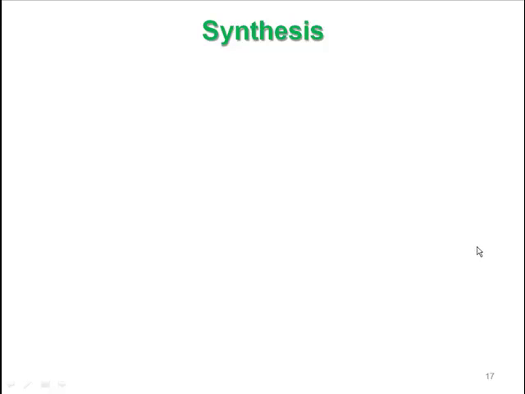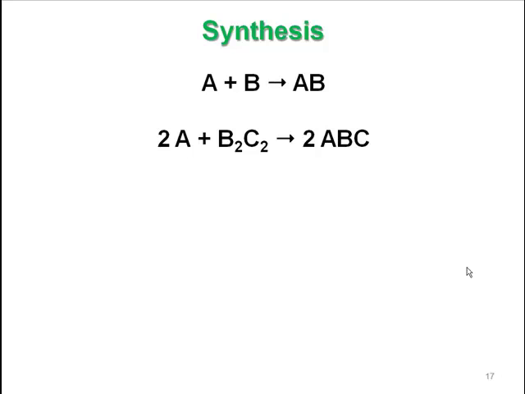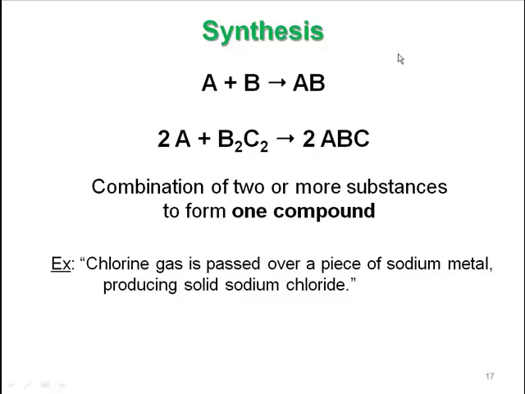So the first type is synthesis. In synthesis, there are 2 or more things coming together to make a single product. Synthesis usually refers to make, so you're making one thing in a synthesis. So elements coming together to make a compound would be a synthesis, or elements and compounds coming together to make a new compound. It is a combination of 2 or more substances to form one compound. For example, chlorine gas is passed over a piece of sodium metal, producing solid sodium chloride would be a synthesis reaction.